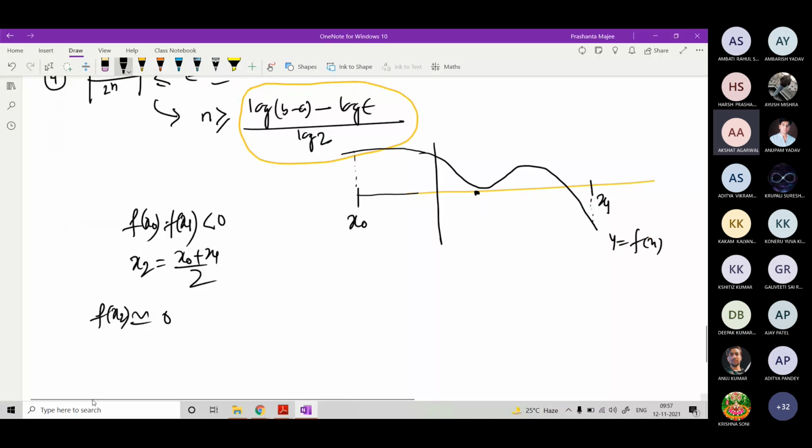This is x2. So you'll be thinking okay, x2 is the root, but it is not the root at all. You see, the graph is crossing here. It is the root alpha. Did you get my point? Yes sir. Okay.